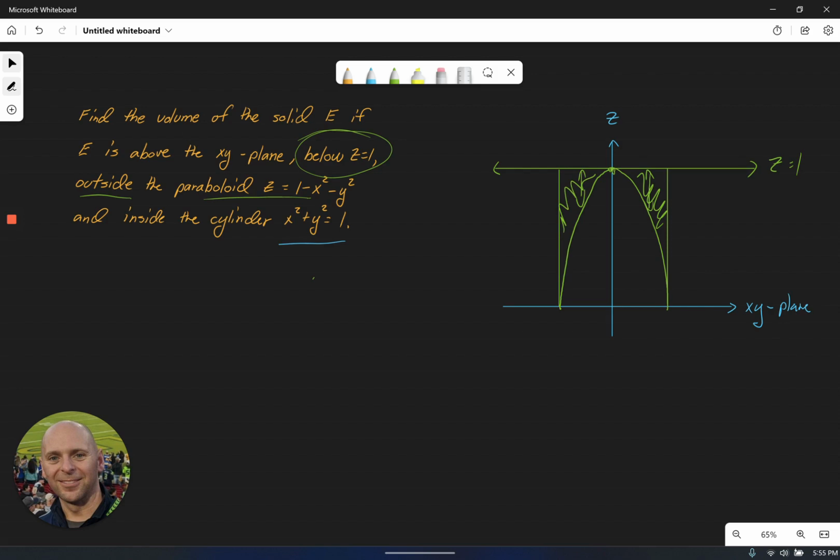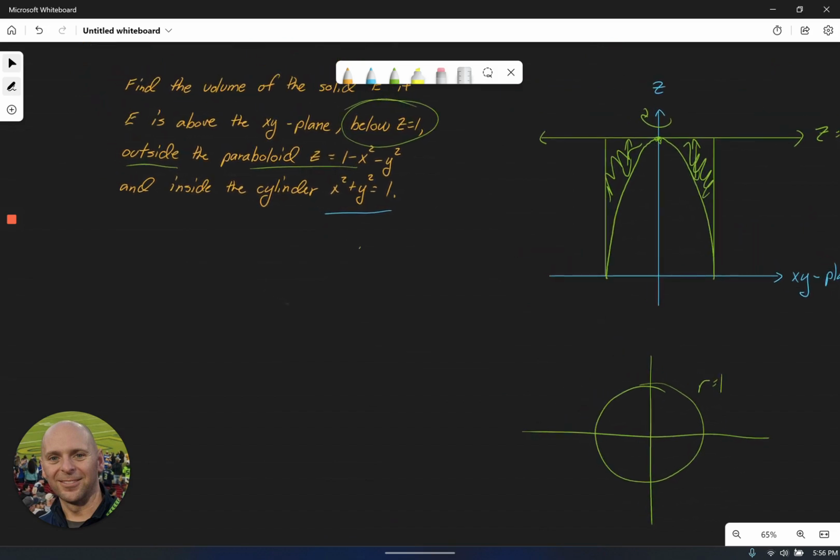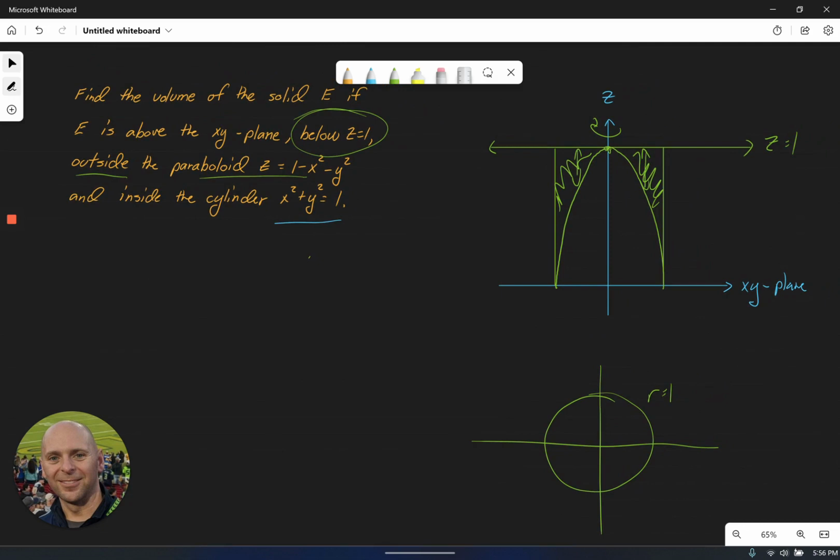Based on the way that the problem is worded, we would assume that we're going all the way around the z-axis with our shape. So when we look at this from the top down, what we would just see is a circle of radius 1. We have a cylinder, so that's going to give us a good idea that we should probably do this in cylindrical coordinates. And of course our region in the xy plane here is also circular, another good indication that using cylindrical coordinates is a better way to go.